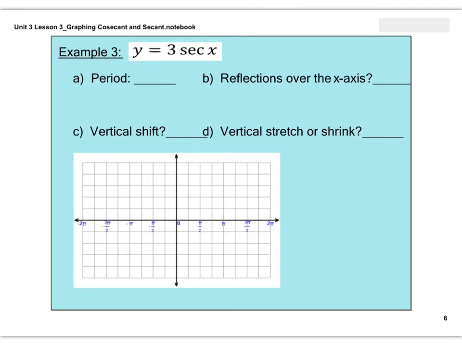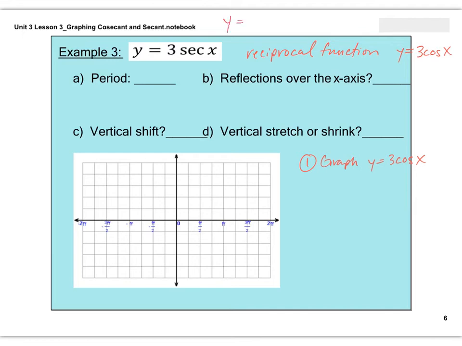All right, let's see if we can do these a little faster now that we kind of get what we're doing. So the reciprocal function, I'm just going to write this down, for y equals 3 secant x is y equals 3 cosine x. So the first thing we're going to have to do is graph y equals 3 cosine x. Okay, so let's think about the period.